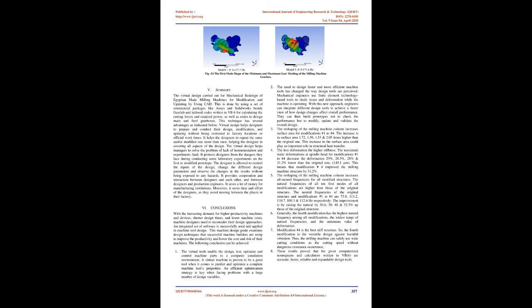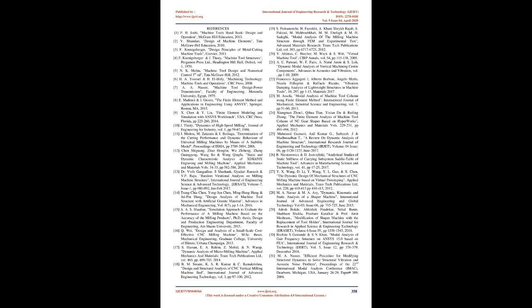Main gearbox model. Fig-23: the kinematic diagrams of the minimum and maximum gear meshing of the milling machine gearbox of probability 6 times 2. Mode #1 at f equals 177.7 Hz. Mode #1 at f equals 171.6 Hz. Fig-24: the first mode shape of the minimum and maximum gear meshing of the milling machine gearbox.